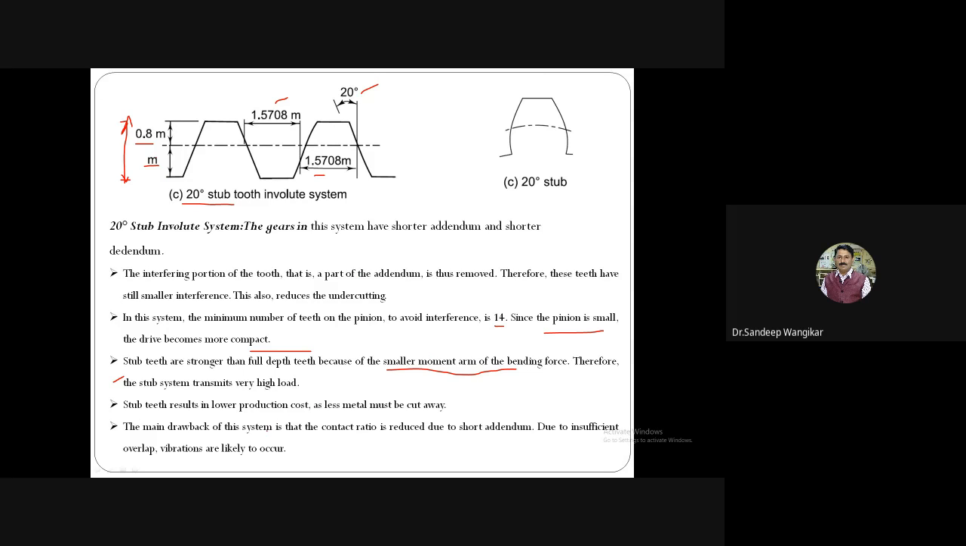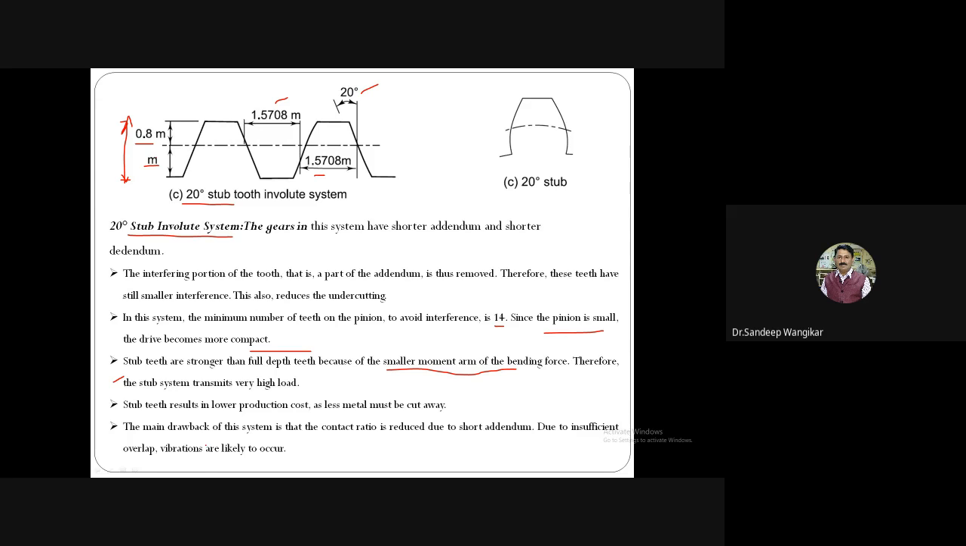But the main drawback of this type of system is due to the short addendum. There are chances of overlap and vibrations are likely to occur in case of this 20-degree stub involute system.